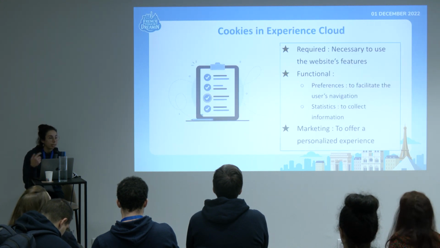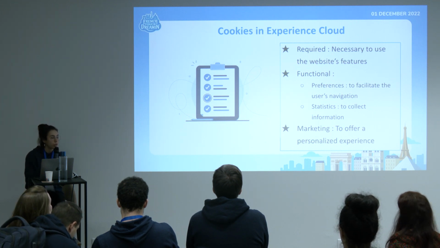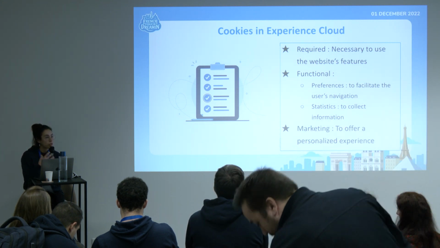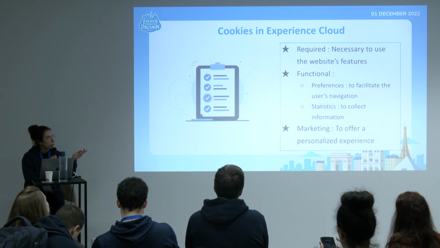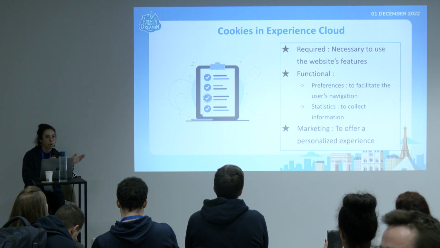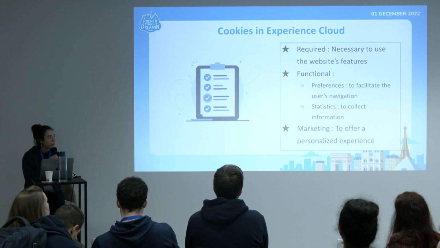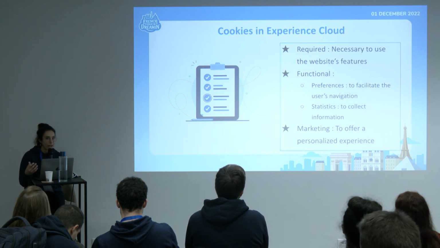In Experience Cloud, you have different types of cookies. You have the required ones. Basically, the required cookies are the cookies which are accepted even though you hit close without accepting or refuse all cookies because they help the website work normally, and thus you have the basic website features. There are functional cookies and marketing cookies. Functional cookies are like the preferences of the user, the statistics about the user, and the marketing cookies help the website give you personalized ads, for example.